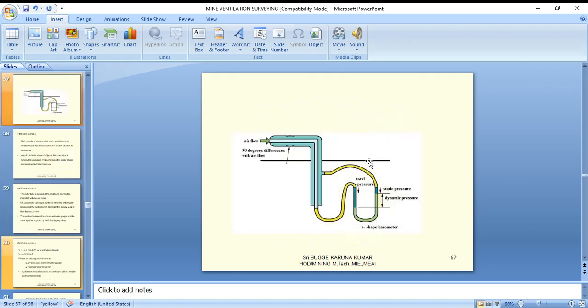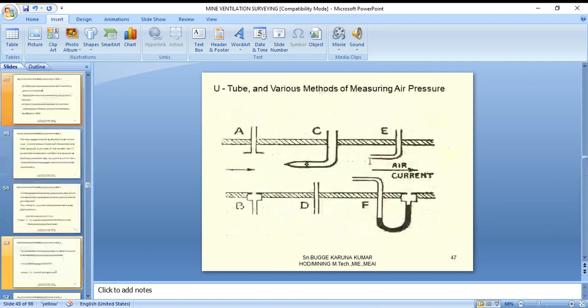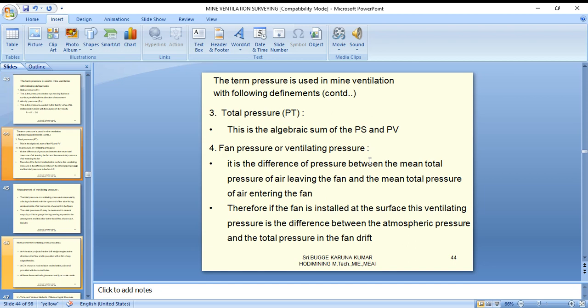This is the actual difference between these two. Total pressure is the algebraic sum of PS and PV, that is the velocity pressure as well as the static pressure, and together they give the total pressure.